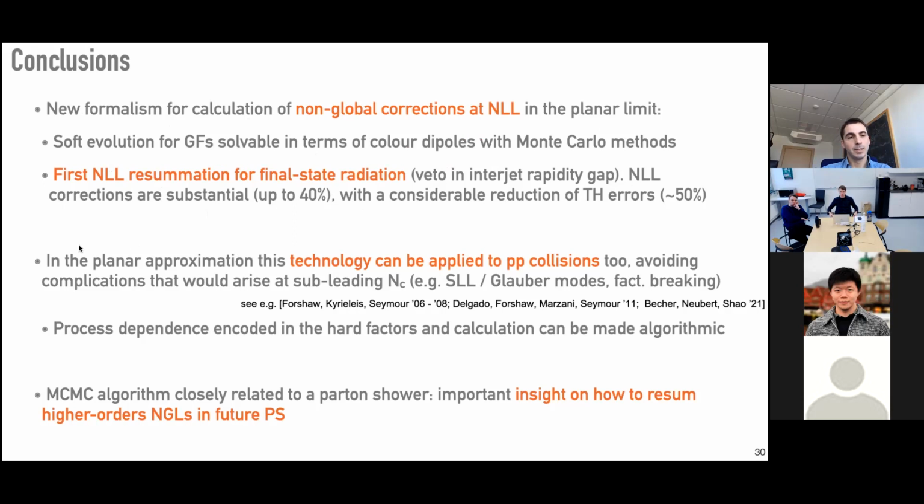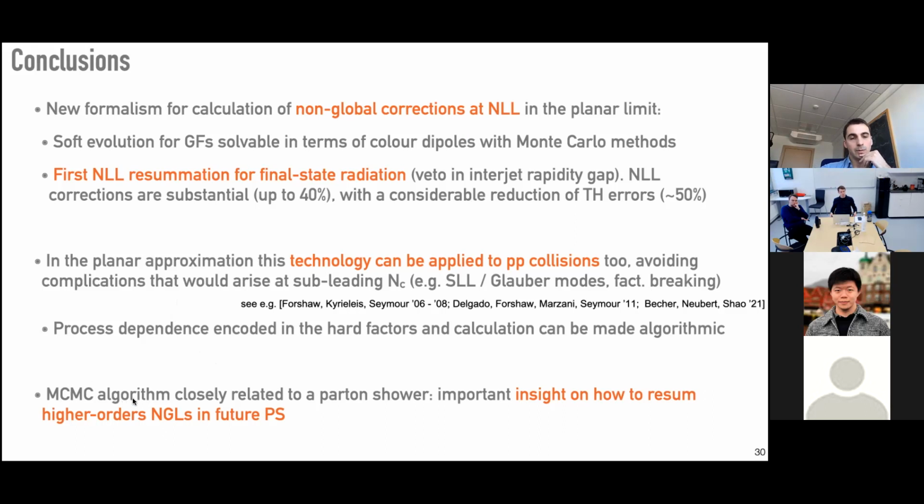Now, looking forward, we would like to apply this technology to pp collisions, where the planar approximation allows us to apply exactly the same algorithm in that context, avoiding complications that arise in general when one considers partons in the initial state. So this again remains algorithmic, but of course the implementation work is a little more important, and this is left for future work. We will address it soon.